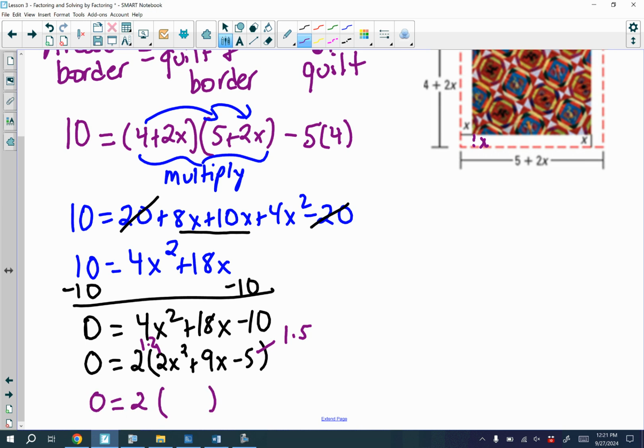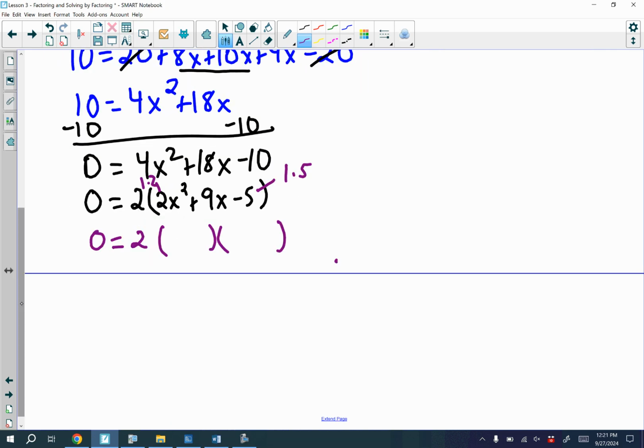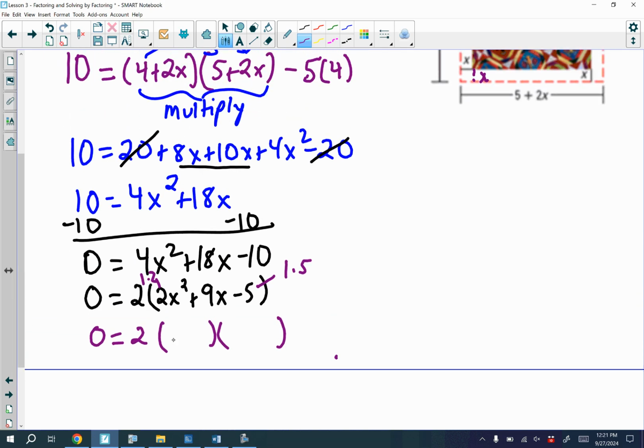2. I need to make 2 sets of parentheses. So here, because I only have one set that multiplies to 2, I've got to have x times x. Now 1 and 5, I have to use that. But I just have to think, well, which way am I going to put this? Well, my 5, I'm going to put it here, and my 1 here.